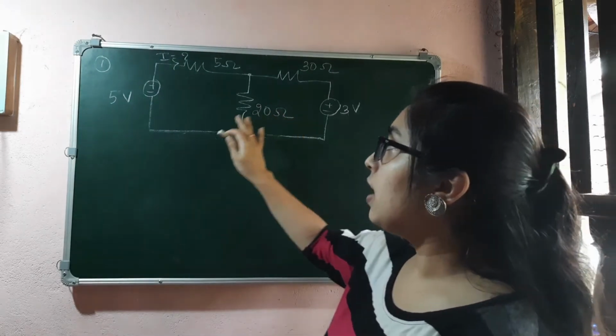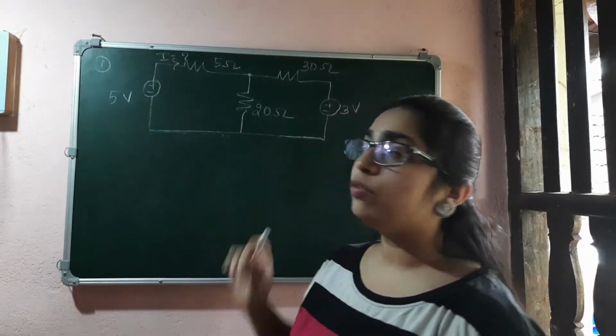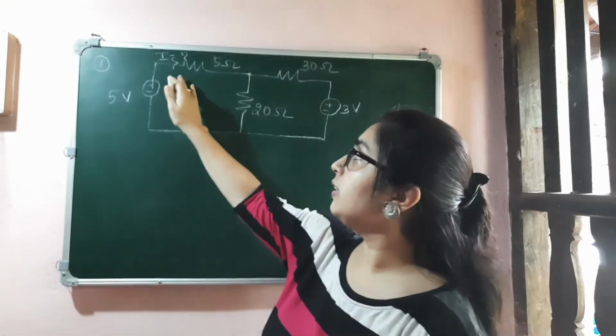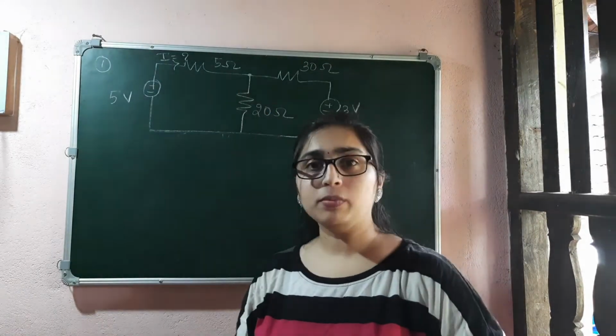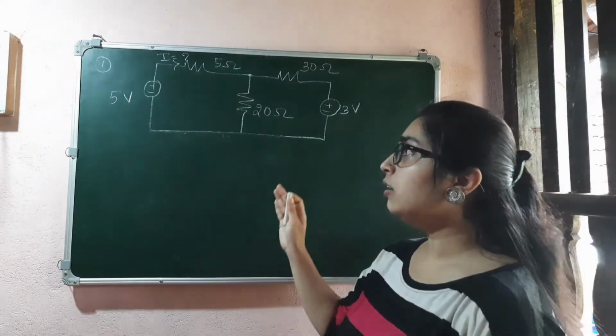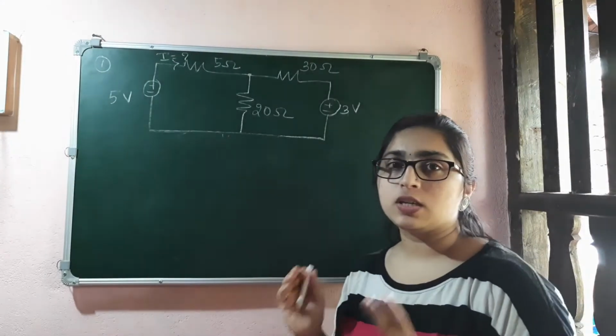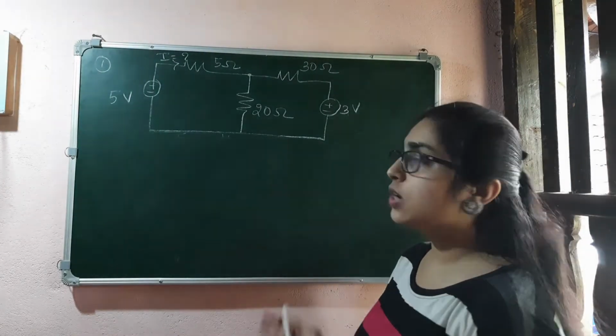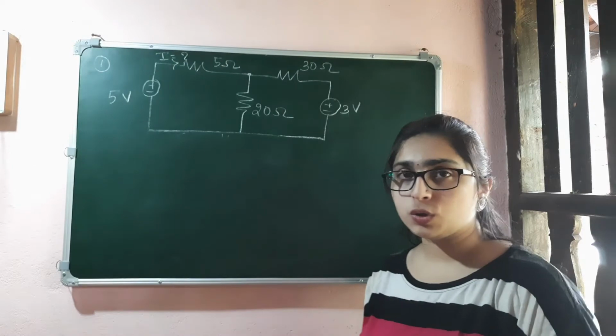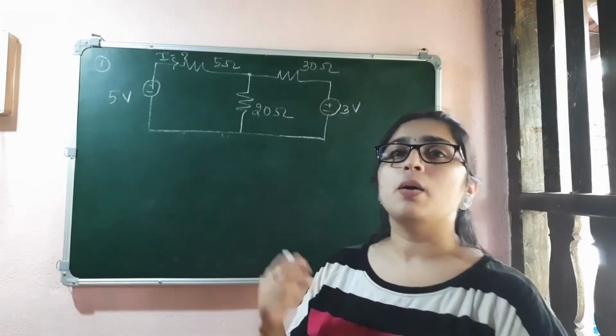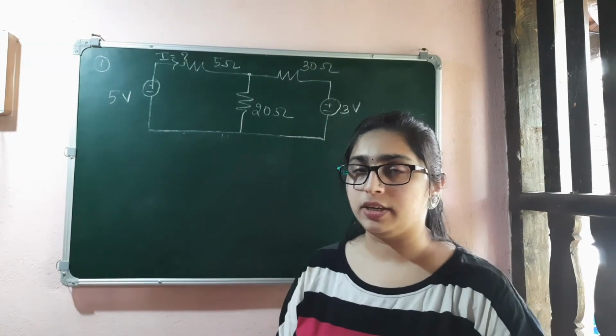Problem, they have asked you to find the value of current I, that is the current that is flowing through the 5 ohm resistor. You can solve this problem using source transformation techniques. You can also use nodal analysis or mesh analysis, and you can find the current.